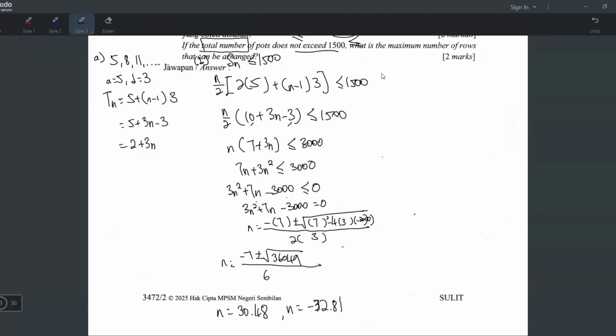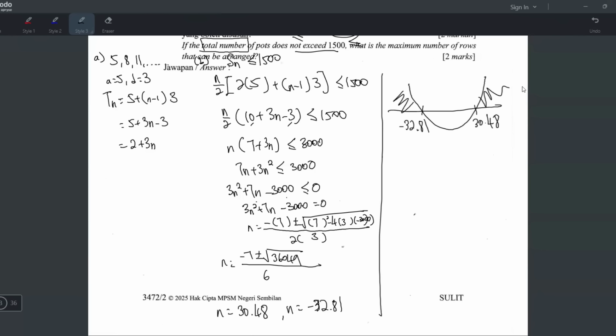Now I have to consider the inequality symbol. So what we have to do is the graph sketching method, and after that we shade the region. The small number, negative, is written here, and the big positive number here. If the symbol is smaller, you shade in between. If it's bigger, you shade the two outer regions. Now it's smaller, so we shade in between, and the answer will be n in between negative 32.81 and 30.48.